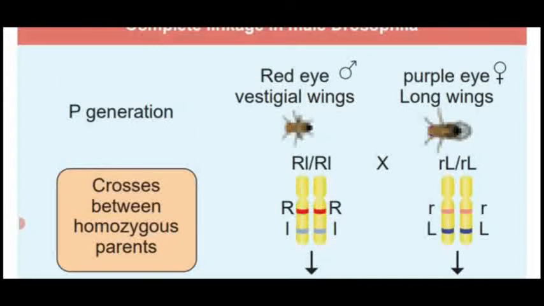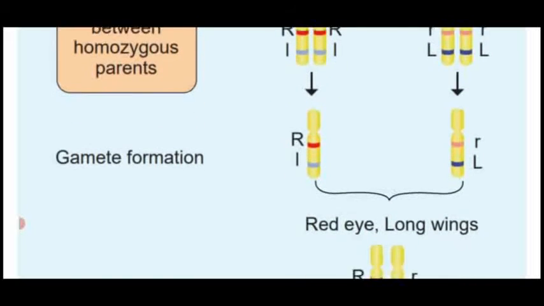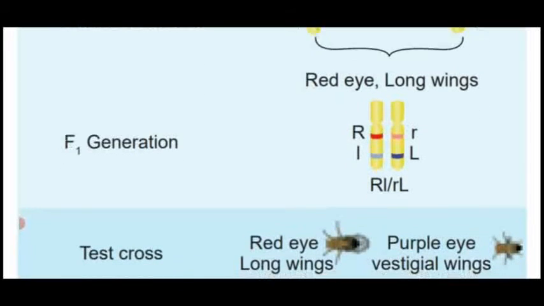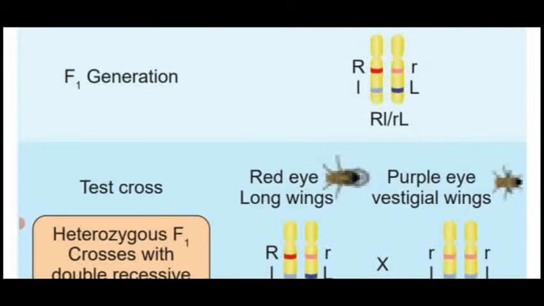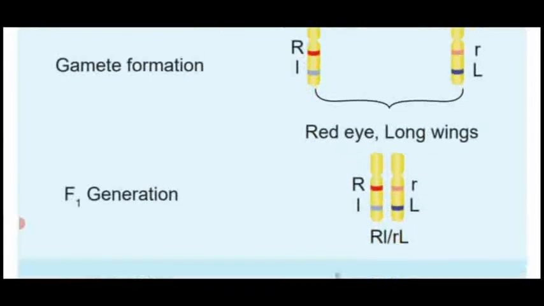Crosses between them take place. They produce the gametes. They are also segregated individually, capital R, small r, capital L. In the gamete formation of the F1 generation, all are showing red eye with long wings. The F1 generation is crossed with a recessive parent, that is purple eye.